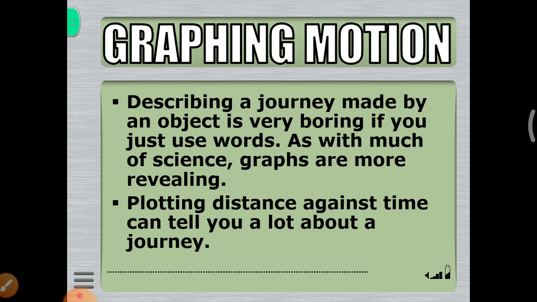Describing a journey made by an object is very boring if you just use words. For example, if I say an object covers 100 kilometers in 2 hours, how many minutes does it take to complete 50 kilometers? How to find the answer for this question? By plotting a graph between distance and time, we can calculate the answer very easily. So plotting distance against time can tell you a lot about your journey.